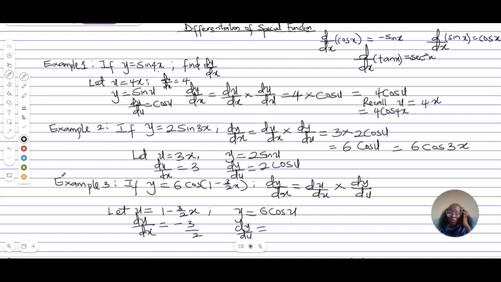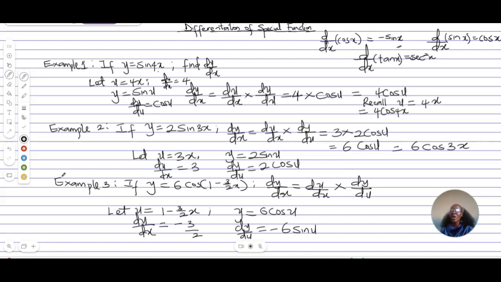Then dy/du. Remember, the differentiation of cos is negative sine. So this becomes negative 6 sine u. That's my differentiation of y with respect to u.